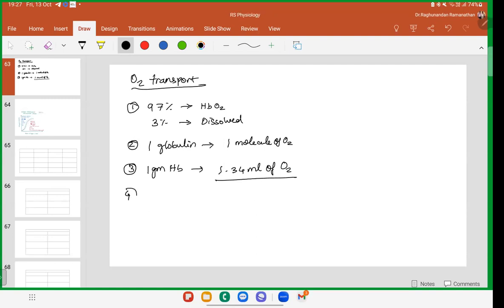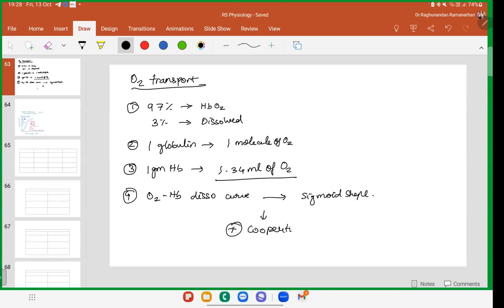And remember, the fourth and very important point is the oxygen hemoglobin dissociation curve. The dissociation curve is going to be in a sigmoid shape. Why is it in a sigmoid shape? Because of positive cooperativity.